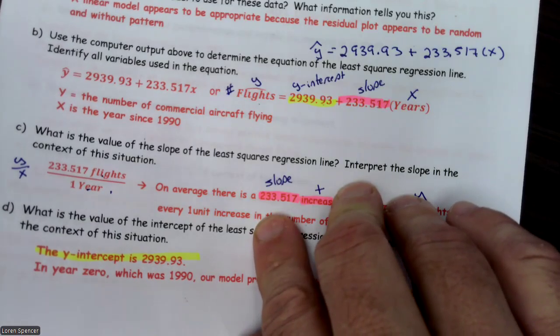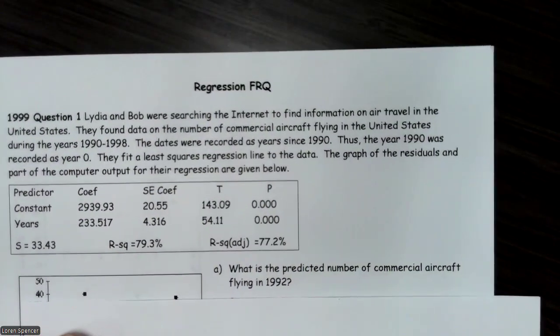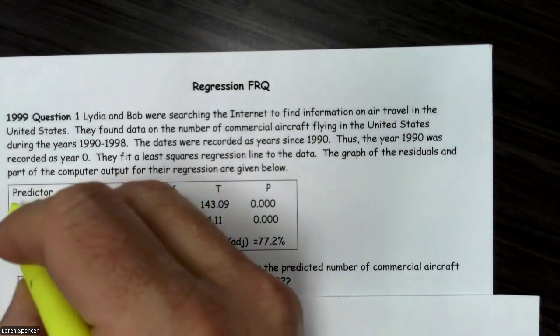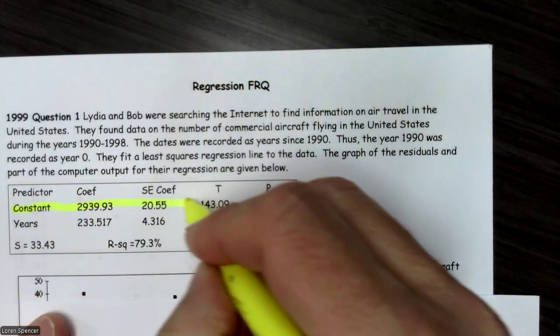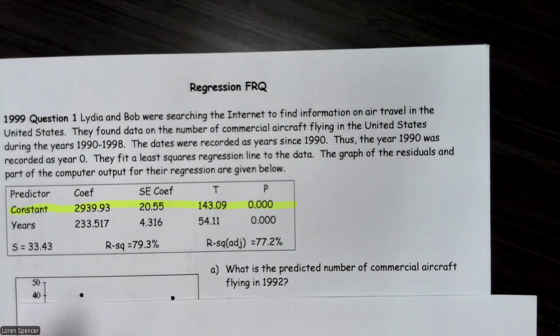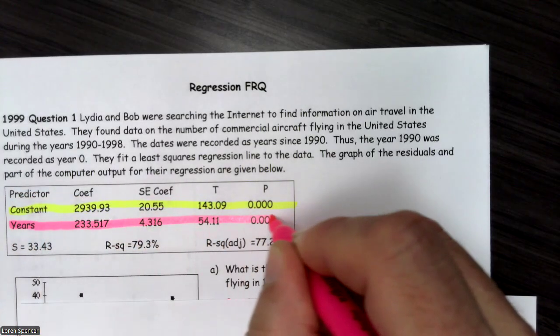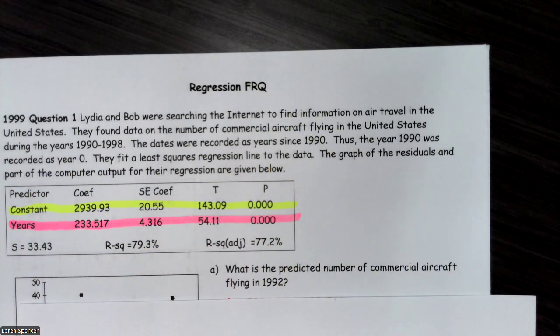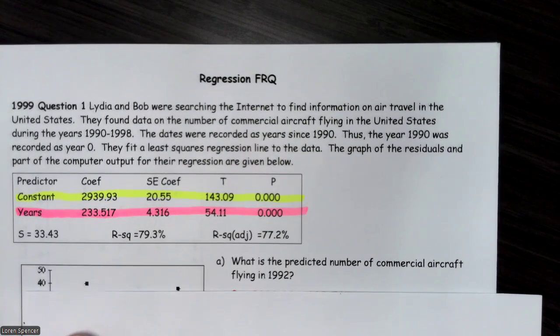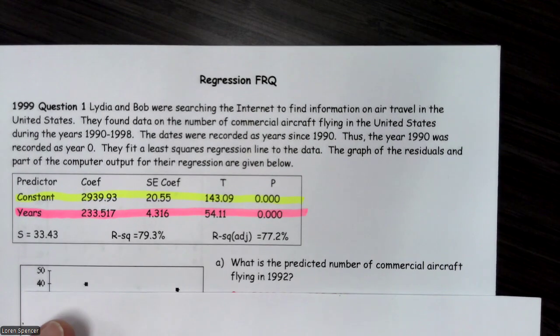All right, continuing on. That's page 317. Page 318, we have the same problem, same scenario. I'm going to go ahead and highlight the word constant so we know we have our y-intercept row. And then I'm going to highlight our slope row. It says, what is the predicted number of aircraft flying in 1992?